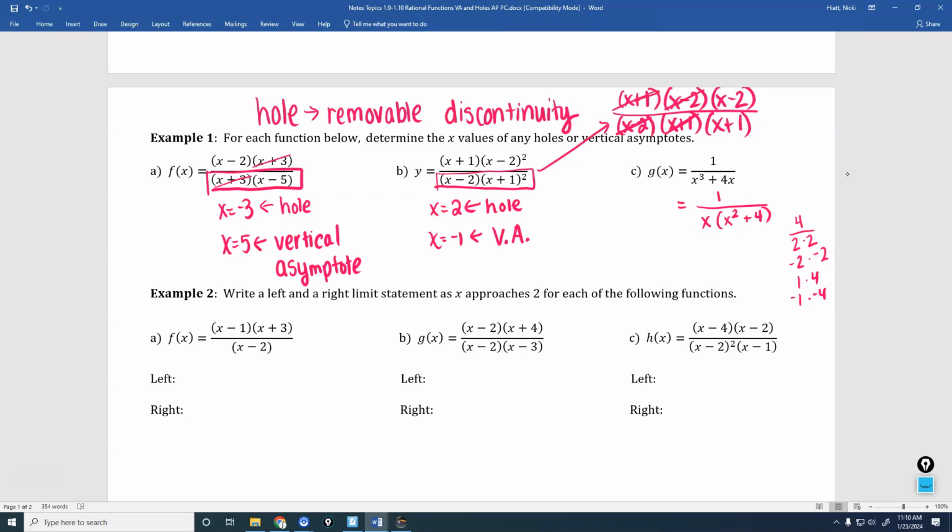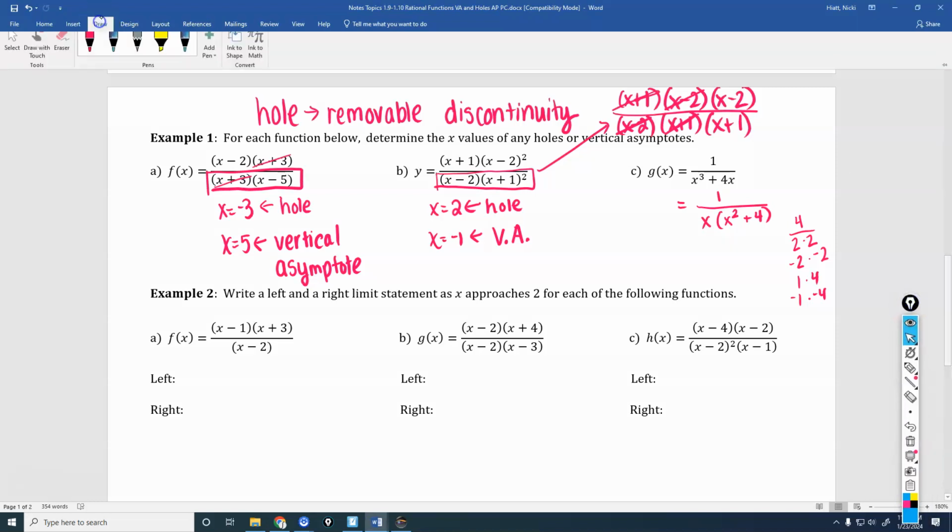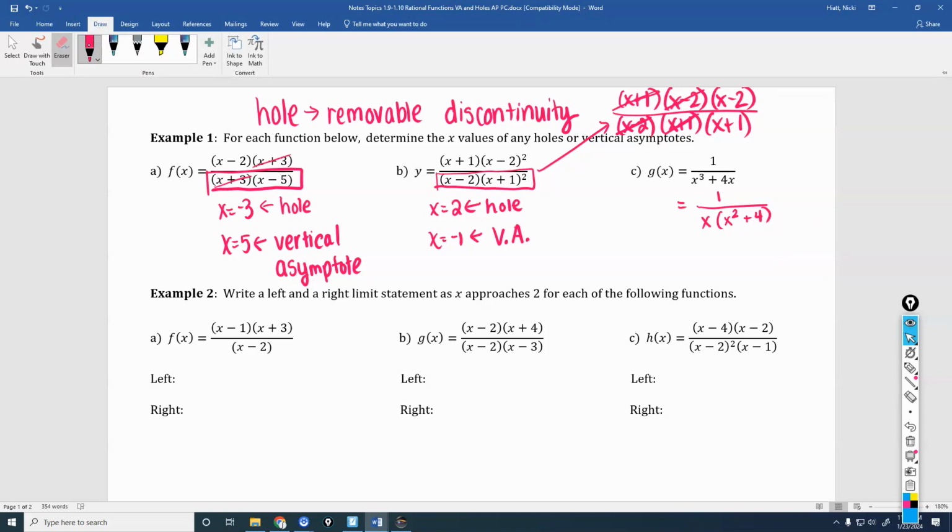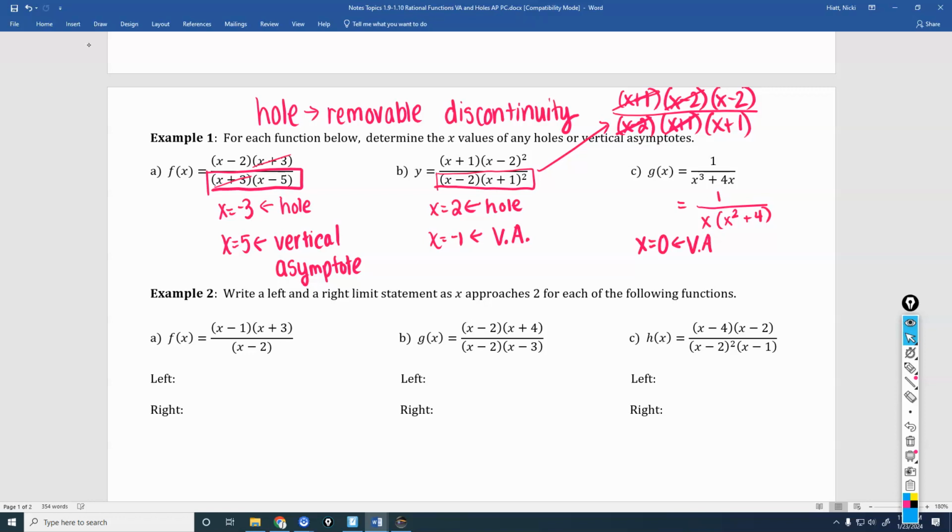Let me erase this right here because it's taking up too much room. So I have x equals 0 is something. Actually, is anything going to cancel with the numerator? Nothing is going to cancel with the numerator because there's nothing in the numerator, right? So everything here is going to be a vertical asymptote. Nothing cancels in the bottom. So that's a vertical asymptote for sure.